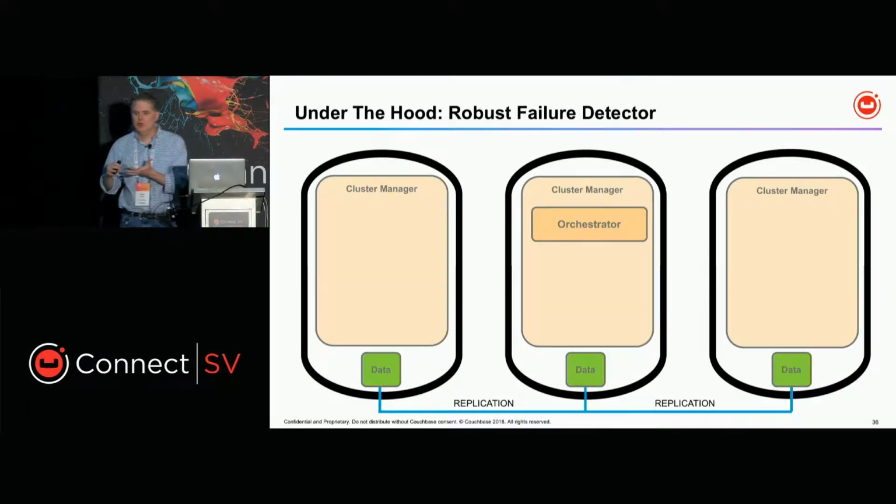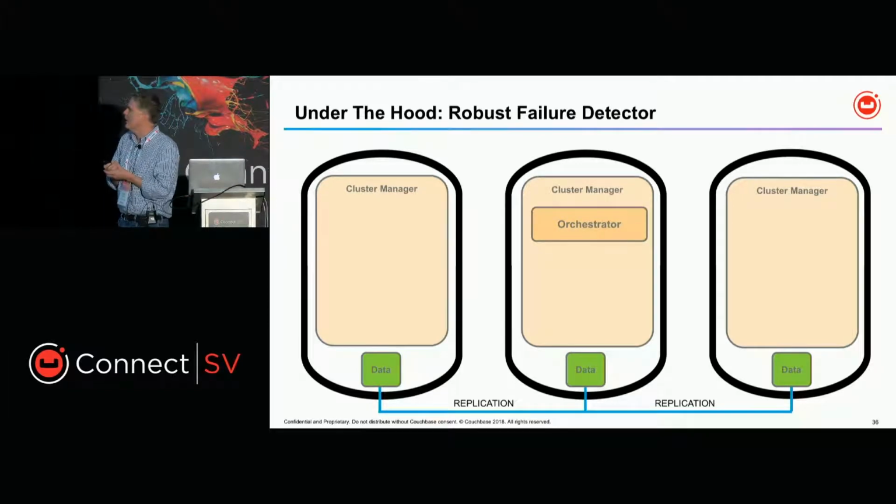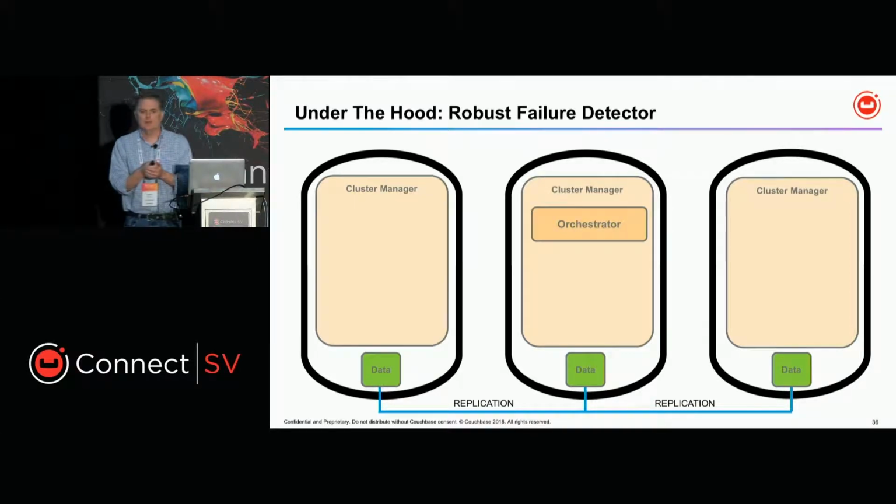Now I want to take you under the hood, just to give you a little bit of a flavor of what's going on, like how we do this. There's lots of interesting stuff here, but I'm just going to highlight this. So imagine we have a 3-node cluster. You can see the data service at the bottom. There's replication happening between the data services on these nodes. And the orchestrator is running in the middle node.